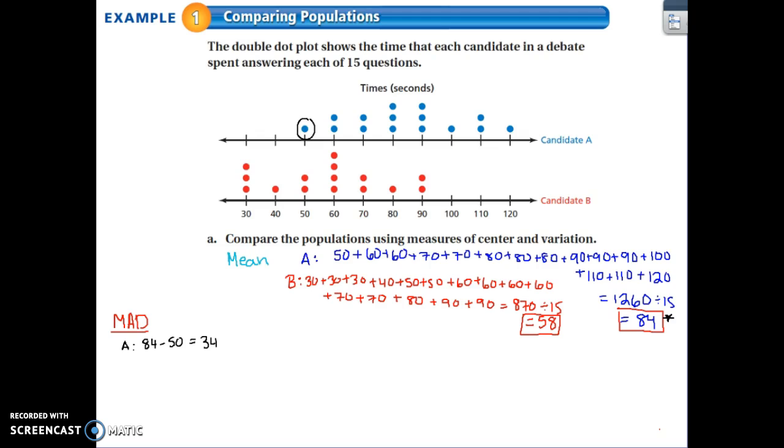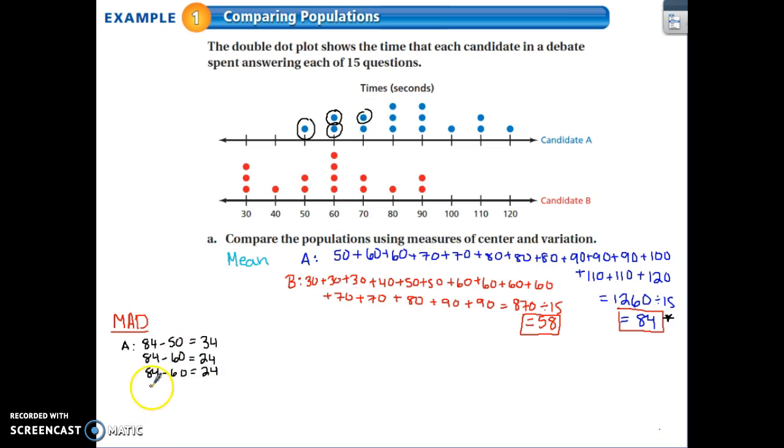I then repeat that for the next dot in my data set. The next dot has a value of 60. My average is 84. I subtract 60 to find how far the 60 is from 84. I get 24. I repeat this for the next dot, which is also 60. 84 take away 60, I get 24 again.